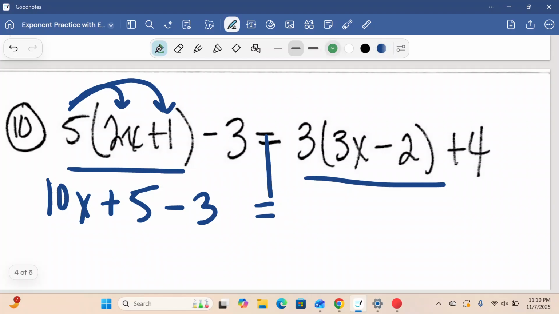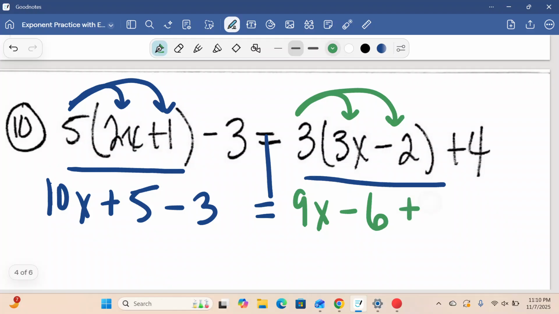And then the next step is you're going to distribute in green. You're going to distribute 3 times 3x, which gives me 9x, and you're going to distribute 3 times negative 2, which gives me a negative 6. Don't believe me that 3 times negative 2 is negative 6, go ahead and put it in Desmos, and Desmos will do the work for you. And then, of course, you cannot forget that positive 4.